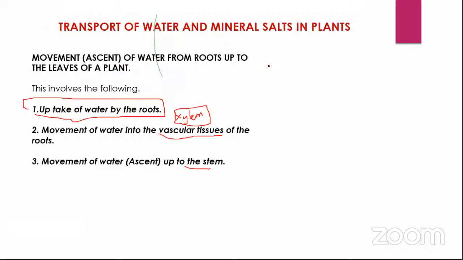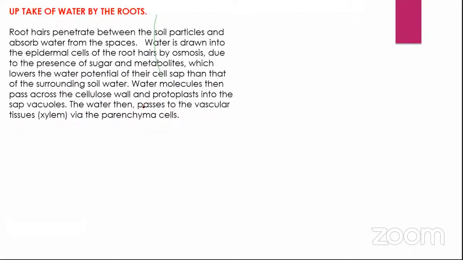Okay, so I've already told you that we are going to begin with this first objective, that is uptake of water by the roots. How is water taken up by the roots? Of course, we begin with the root hairs. Normally a plant has numerous root hairs. Those root hairs penetrate the soil particles and absorb water from the spaces.